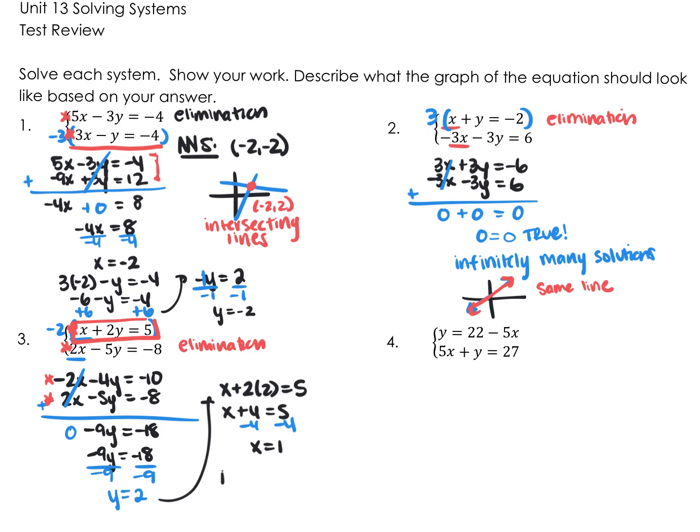So our answer here is 1, 2. And because they had a point or a solution, that means these are intersecting lines. And the point where they intersect is at 1, 2.